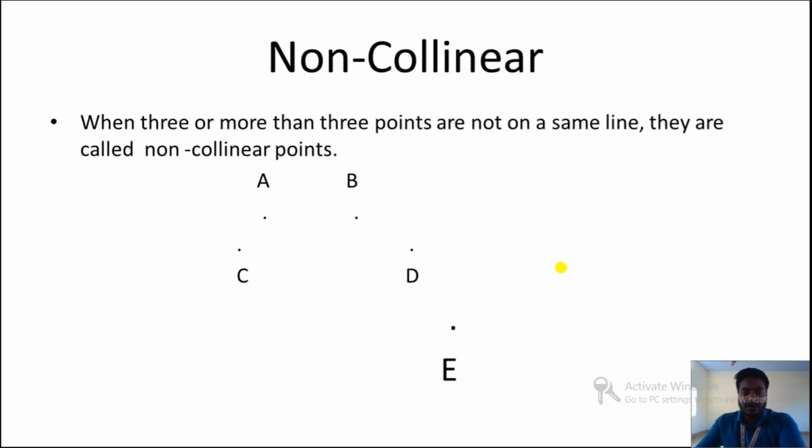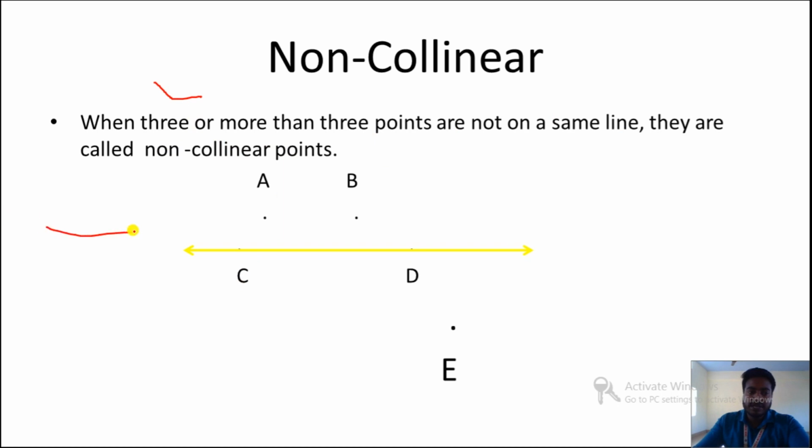Okay. Now next we have non-collinear points. When three or more than three points are not on the same line. Please remember, when three or more than three points are not on the same line. Here you can see we have two points, C and D. But according to the rule, what is mentioned here? Three or more than three. Alright. Not on the same line, they are called non-collinear points.